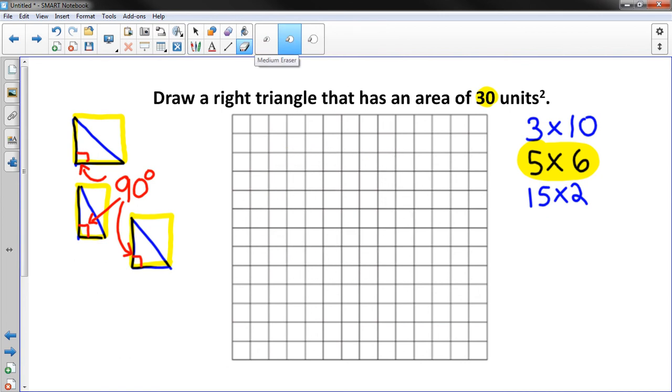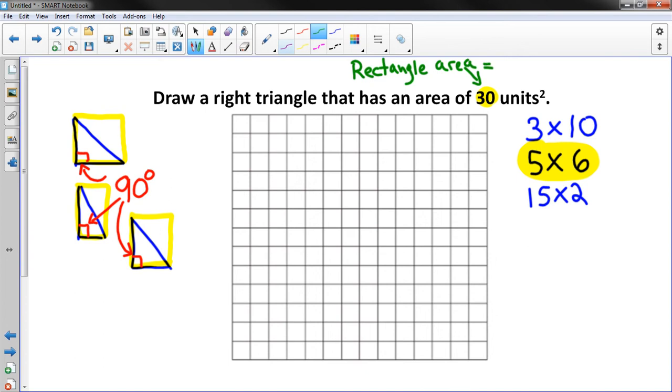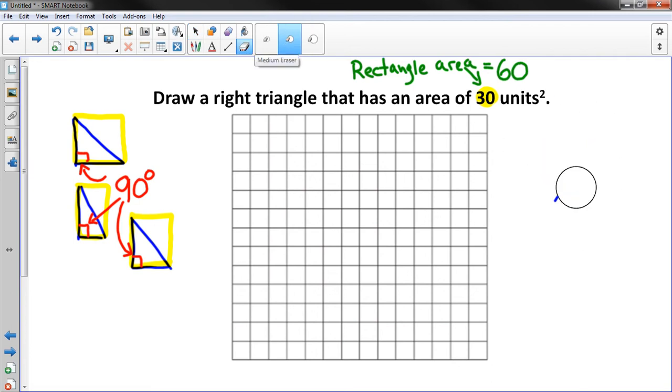Erase that. So my thought wasn't good, was it? Instead of cutting 30 in half, I actually have to double my dimensions to get 60. The rectangle it's inside of has an area of 60. I hope you're following along. Then cutting 60 in half would get me 30. So these aren't going to work. I need something bigger.